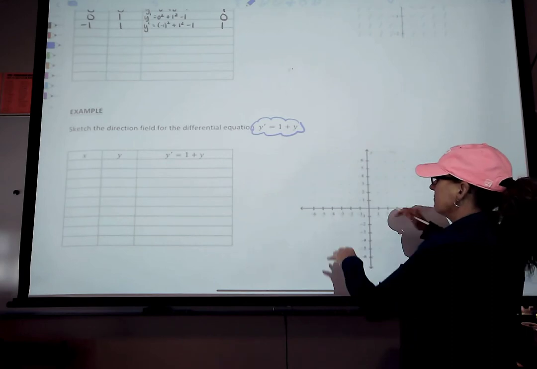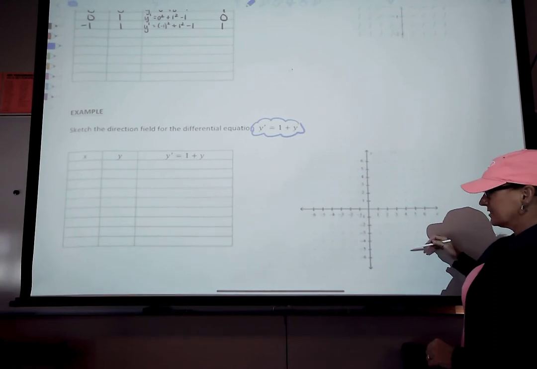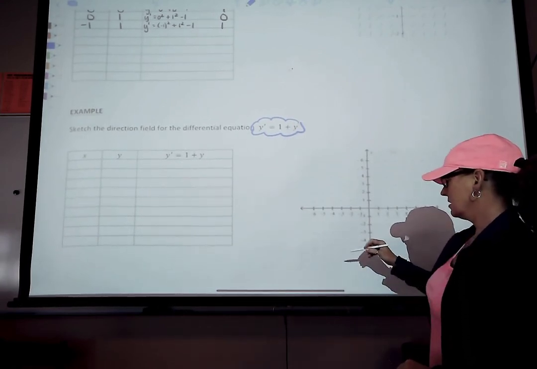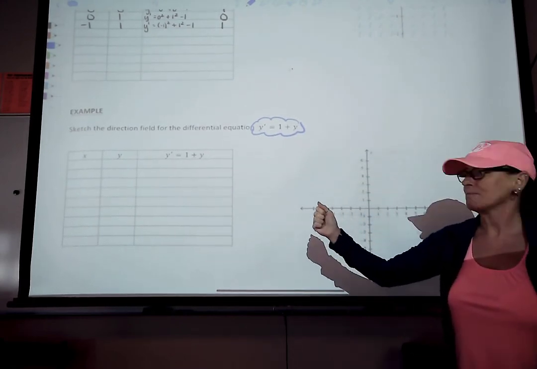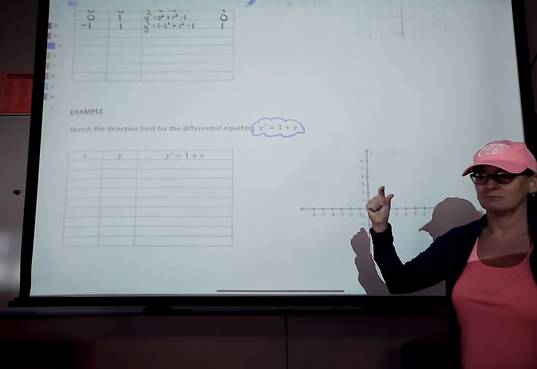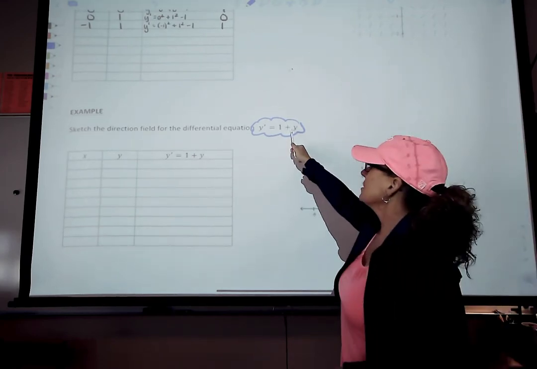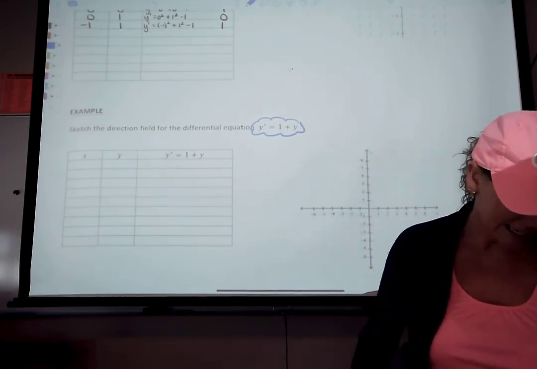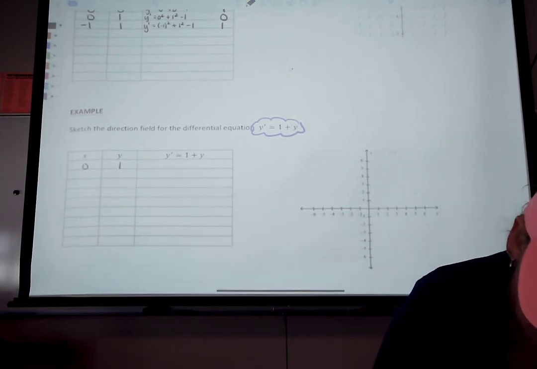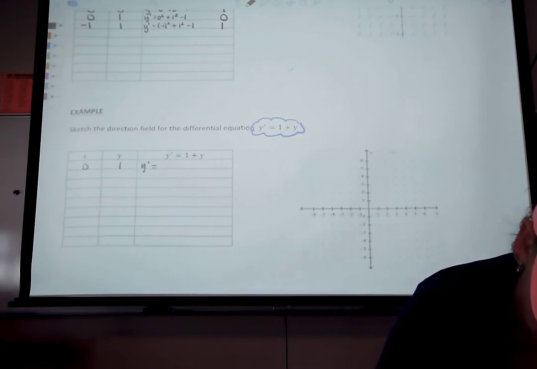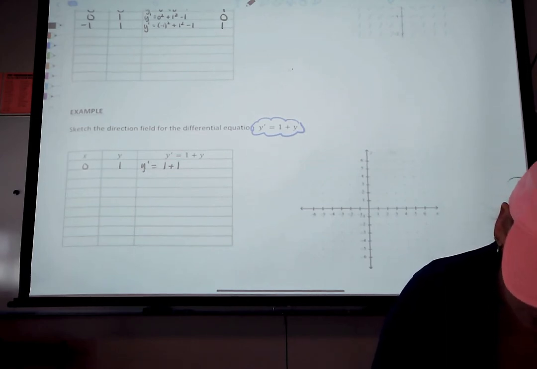And you can see this graph is 13 by 13. There are 169 places where we need to sketch sample slopes. Just kidding. We're not going to do that many. But here's the cool thing. Notice that your equation doesn't even have an x in it. So x can be anything. If you choose the point 0, 1, then y prime is 1 plus, you only have a place to plug in your y value, so your slope is 2.